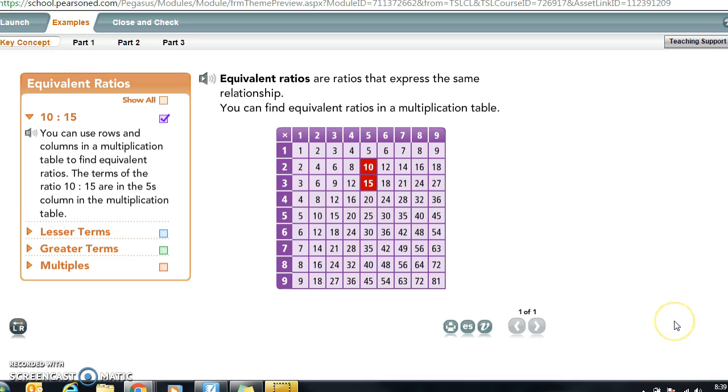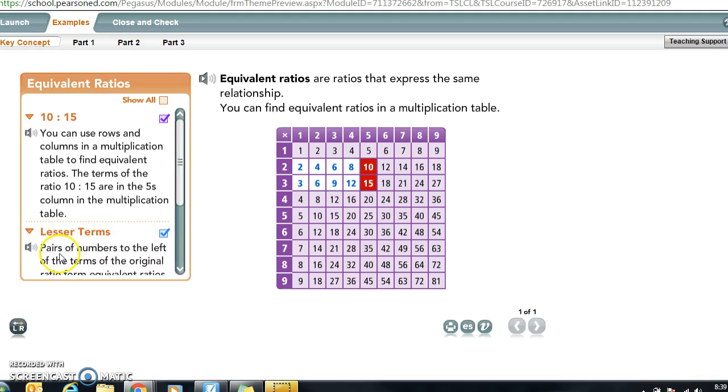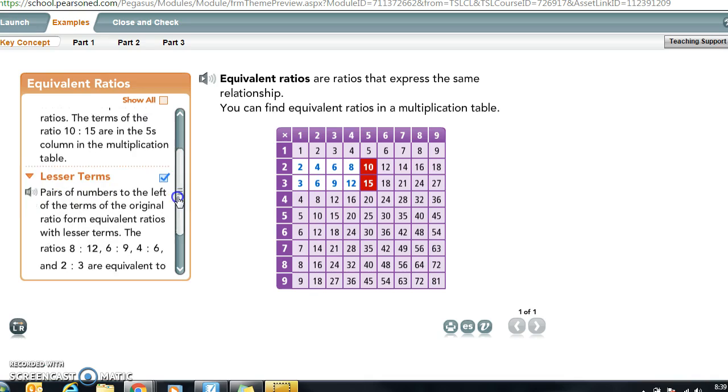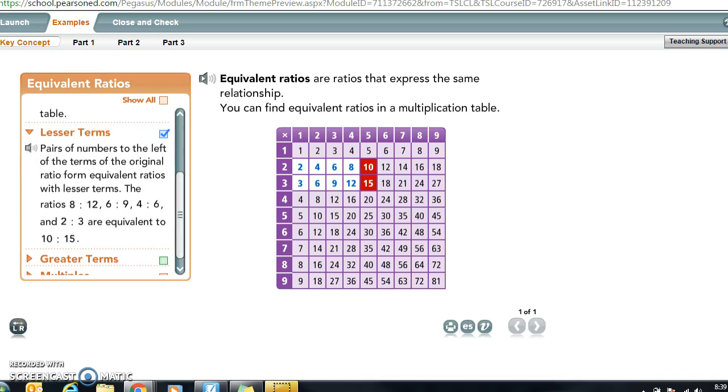The terms of the ratio 10 to 15 are in the fives column in the multiplication table. So you see that they're in the fives column right here in the multiplication table. So what you're going to do is try and get them to lesser terms. Pairs of numbers to the left of the terms of the original ratio form equivalent ratios with lesser terms.